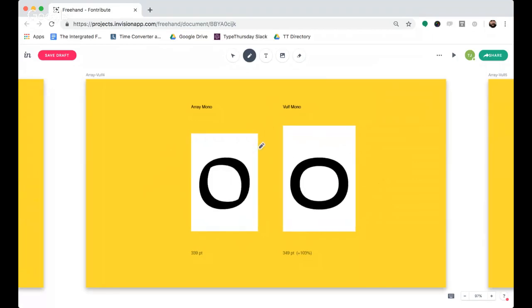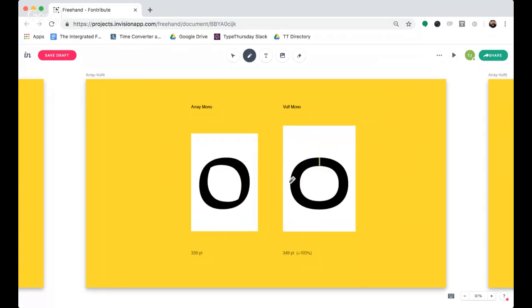All right, so the O. We could really now start seeing some differences. The main note is this counter, right? Notice how the counter has this kind of football effect, this really strong pinching on the upper left and bottom right quadrants of array mono, versus this really symmetrical, smoothed out feeling in Vulf mono instead. So that's a very clear difference between the two.